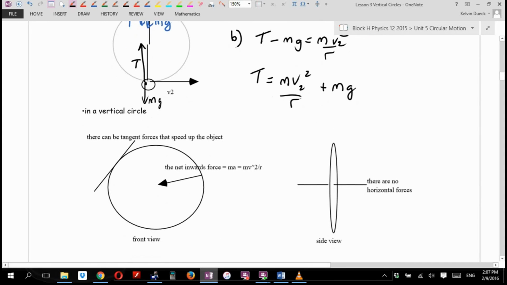So in a vertical circle there can be tangent forces that make the object speed up or slow down, like gravity. But here's the key idea. The net force is inwards, it's ma, or it is m 4 pi squared r over T squared. And there's no horizontal forces. No horizontal forces. Yep.